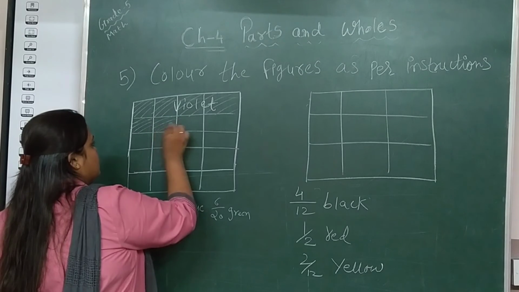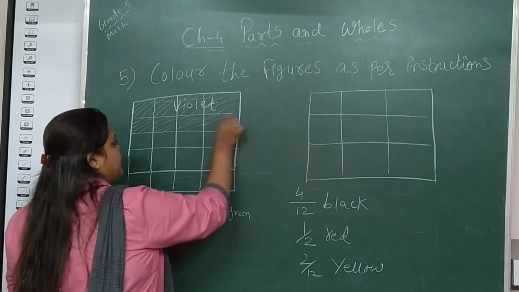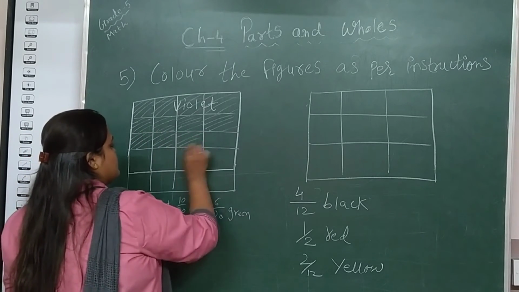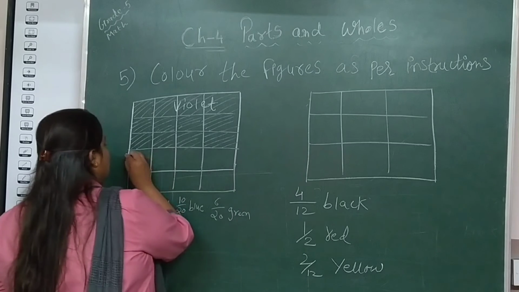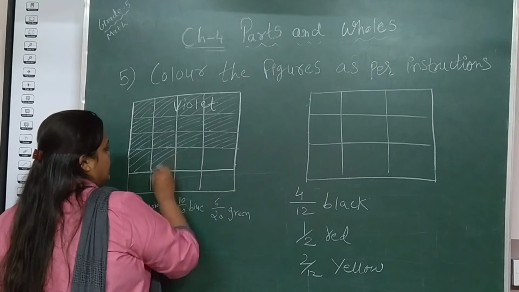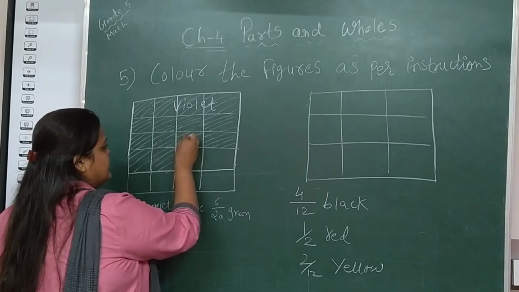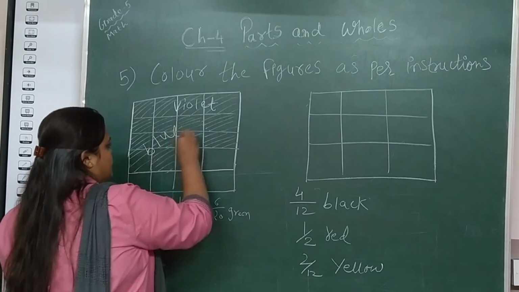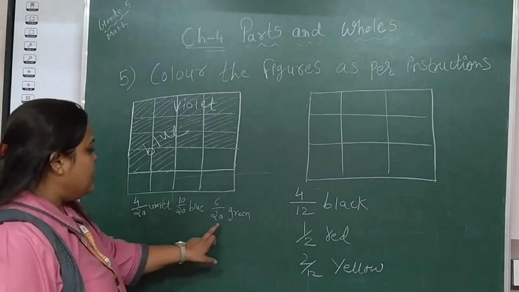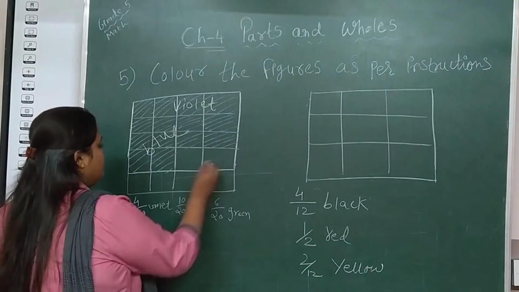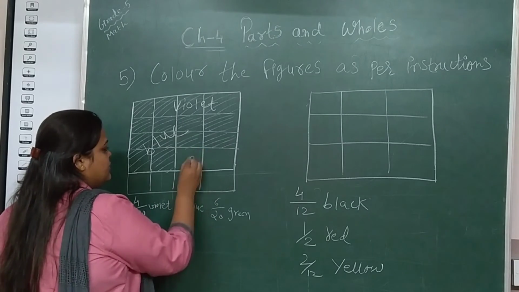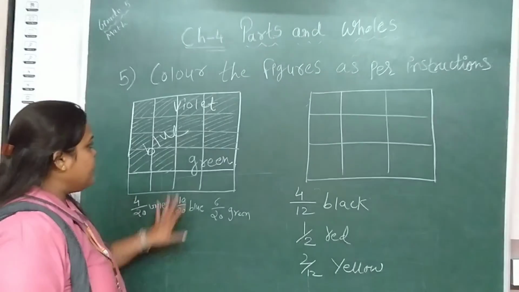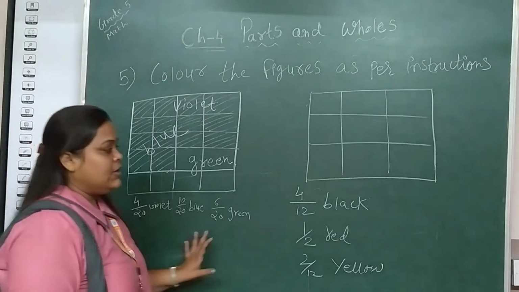1, 2, 3, 4, 5, 6, 7, 8, 9 and 10. This will be blue color. Now 6 green. So 1, 2, 3, 4, 5, 6. This will be green color. Okay, so here we have done 3 colors: violet, blue and green.